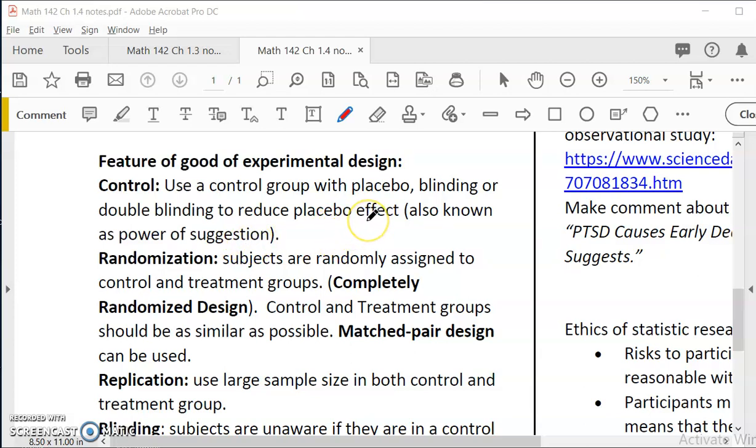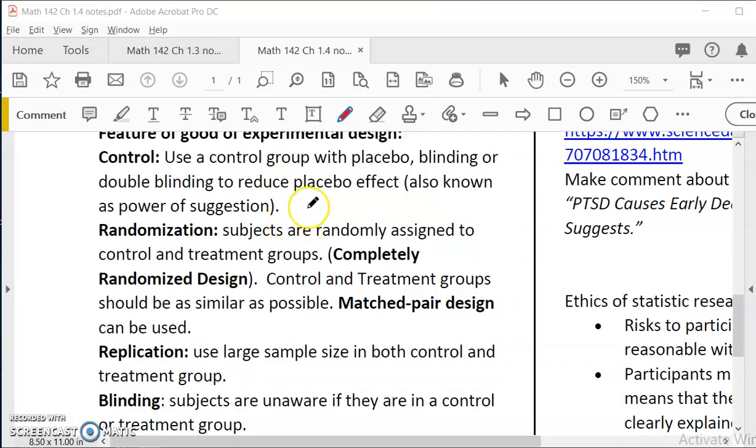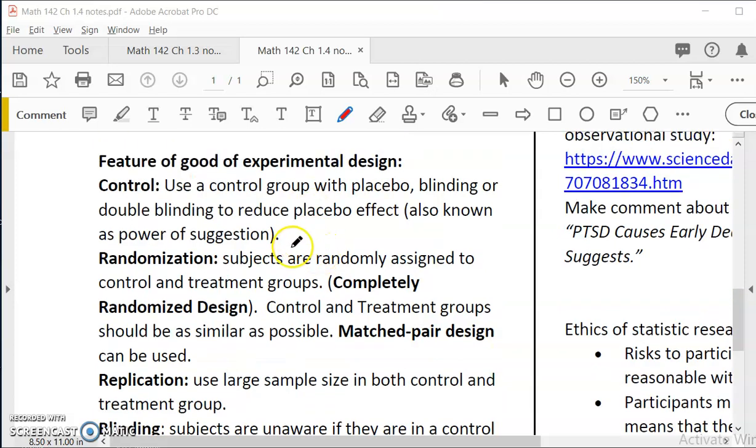There's a huge study on the placebo effect on people taking medication. That's why some people say, if you go to see the doctor, you will feel good because you believe that your doctor will make you good. The second way of making an experiment good is randomization. Just think about it. If you let patients volunteer to be in the control group or volunteer to be in the treatment group, that might not work, right? So the result may be biased.